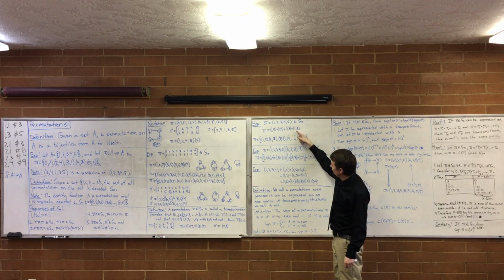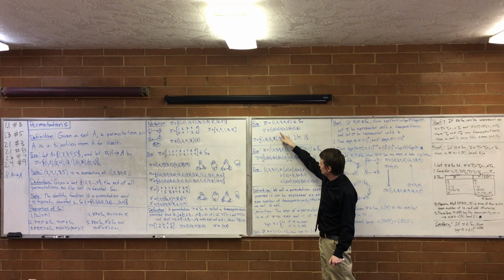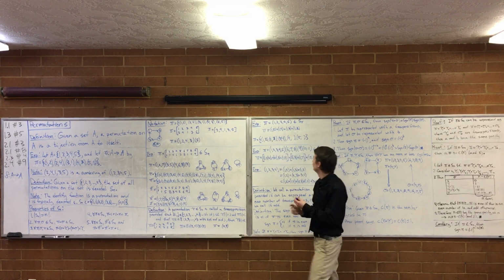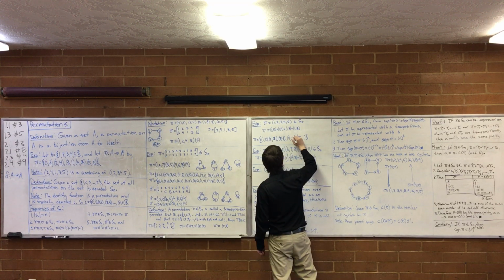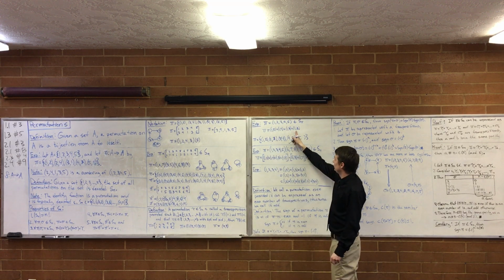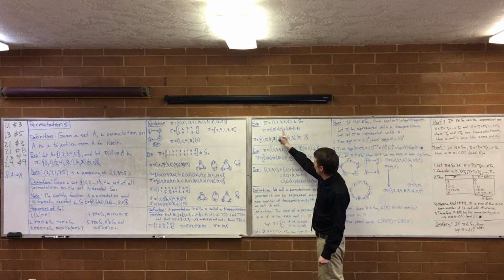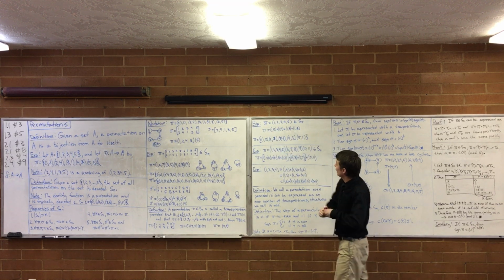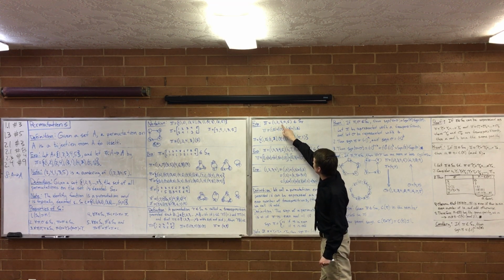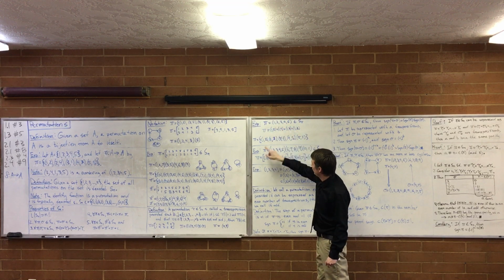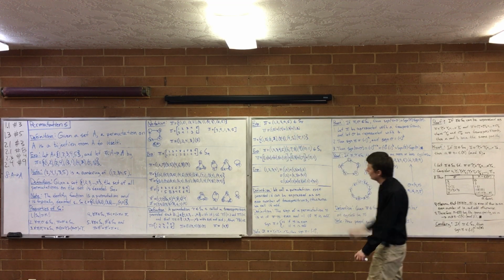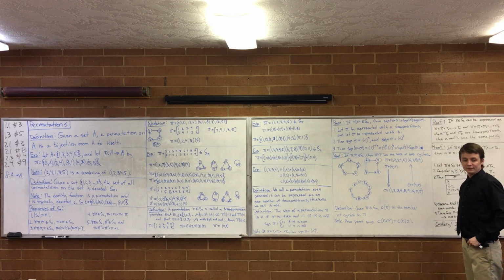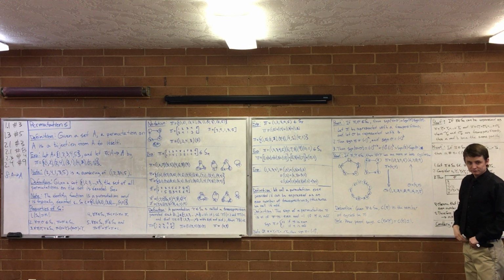4 plugged into here, and through the chain, gives me 5. And then 5 plugged through the chain gives me 1. 5 goes to 1, which is exactly what this says: 1 goes to 2, 2 goes to 3, 3 goes to 4, 4 goes to 5, 5 goes to 1. So those are in fact the same thing. Okay?